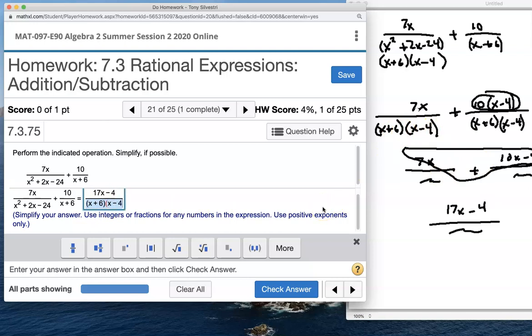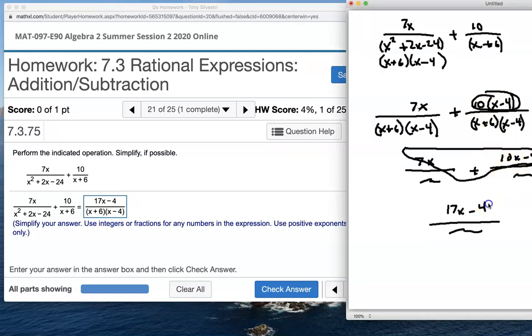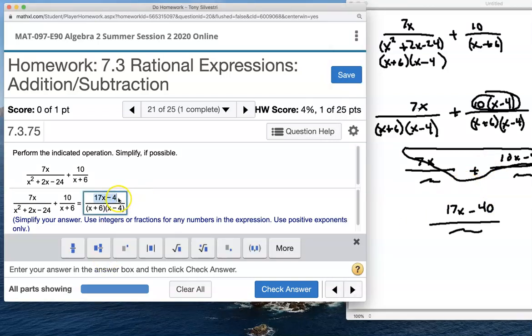X minus 4. Check your answer. Why is that wrong? Come on. That's 40. That's 40. Why is this going to happen? This is 10x minus 40. Minus 40. I am really sorry about this.